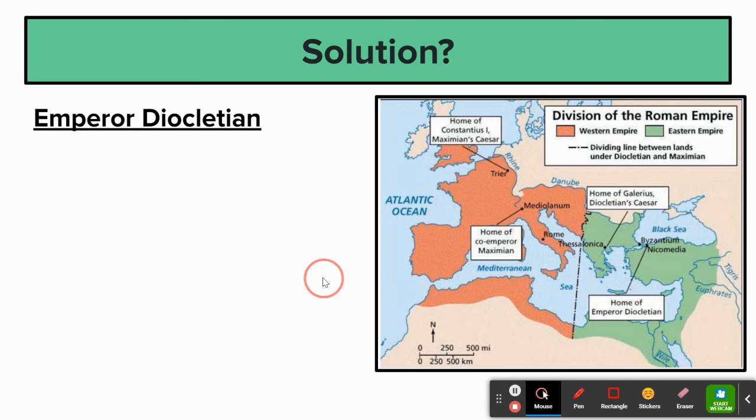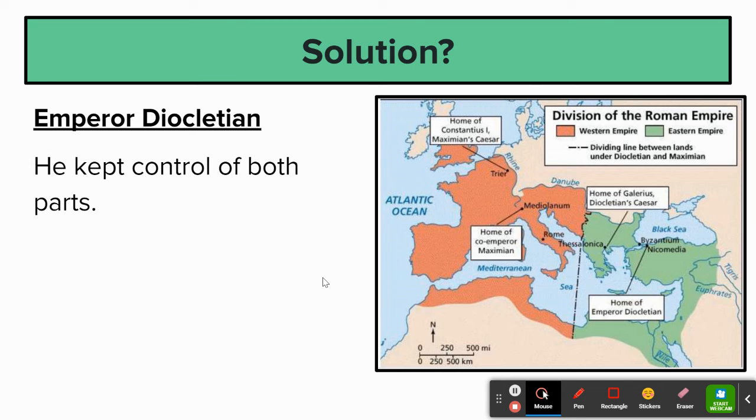Now, Diocletian kept control of both parts. So even though they had separate governments, Diocletian was in charge of the entire empire still. So that was his solution. Let's divide the empire so it's easier to govern and to protect and to kind of maintain.